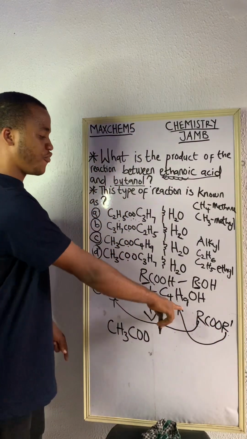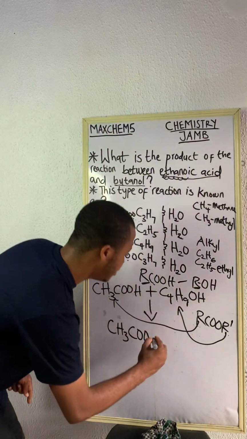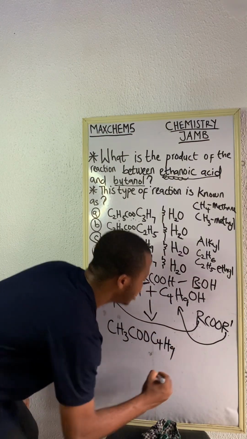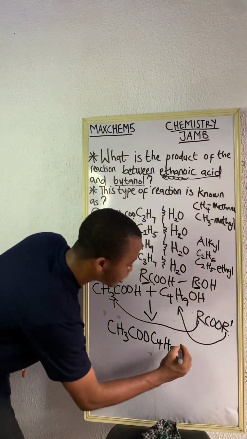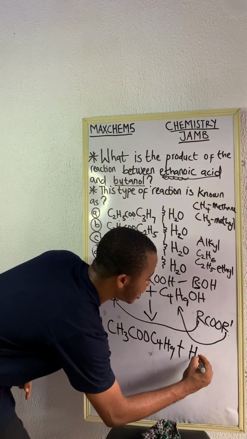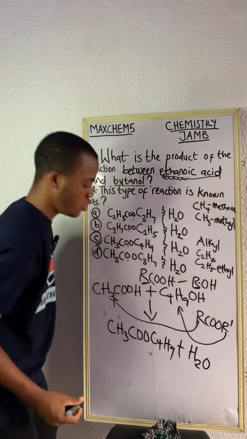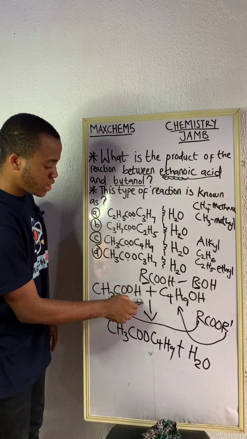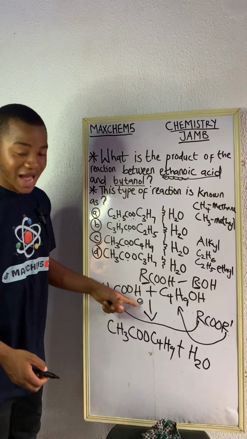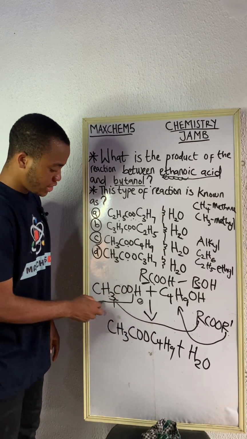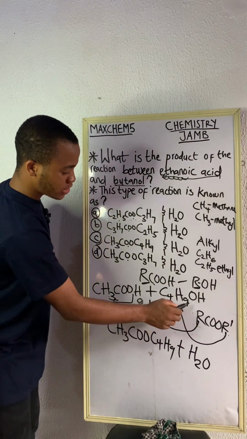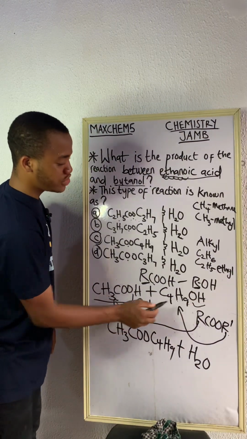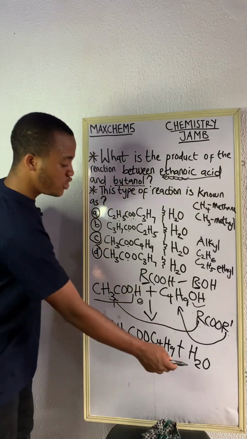Then your R prime from your alkanol, which is C4H9, which is butyl, right? CH3 is methyl, plus H2O. Why? Because there is going to be remaining hydrogen. This has already reacted in this place, and this has already reacted in this place, and then the OH and hydrogen reacting together is going to give you water.